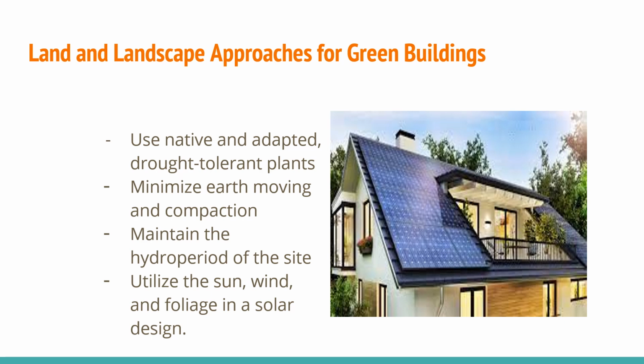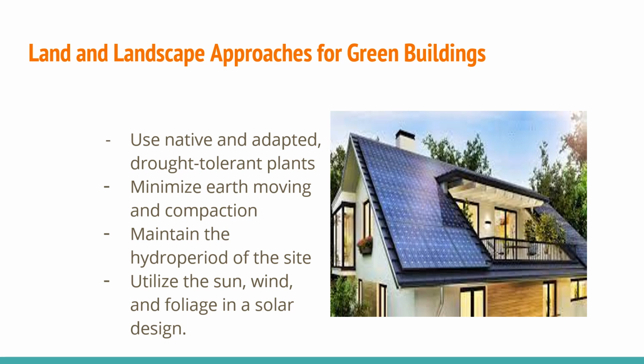From there, we're going to use native and adapted drought-tolerant plants, and we're looking to minimize earth moving and compaction. This is going to maintain the hydroperiod of the site, which is essentially the way that water flows and channels through the site. And we're looking to utilize the sun, wind, and foliage in a solar design to ensure that the building is not only being heated and cooled by active elements such as heaters and air conditioning, but also by those natural elements.